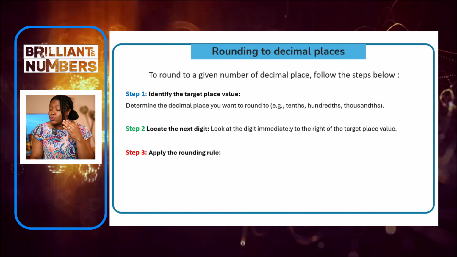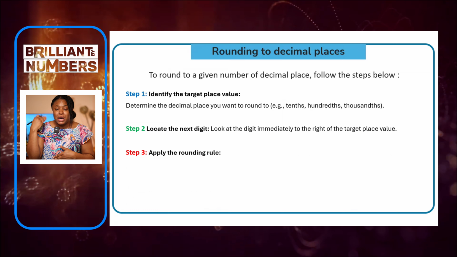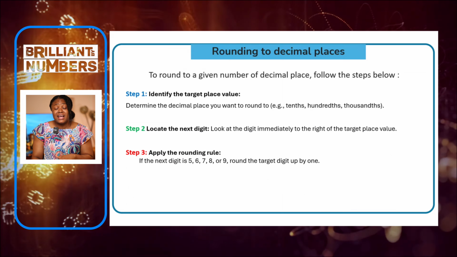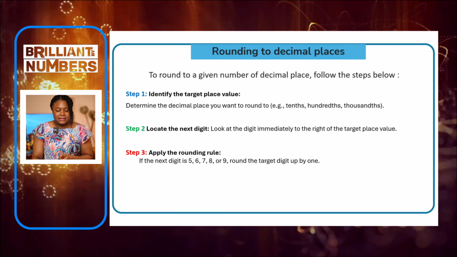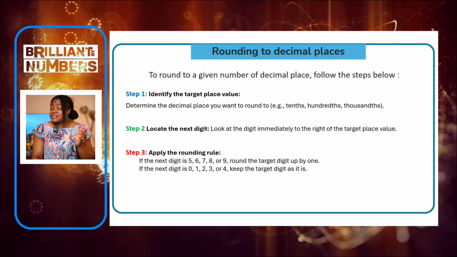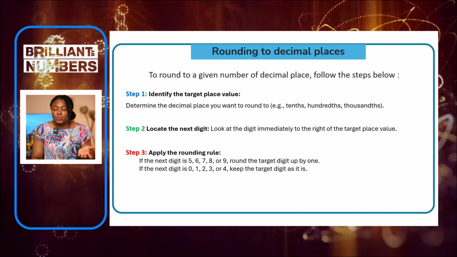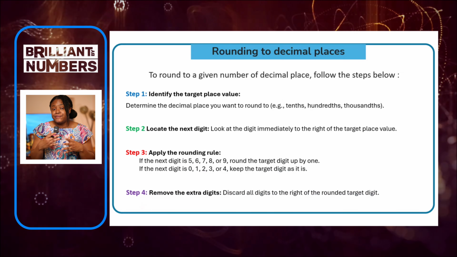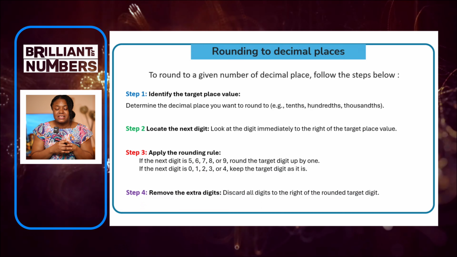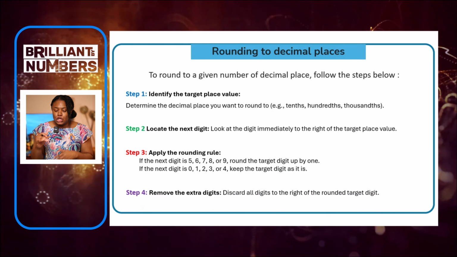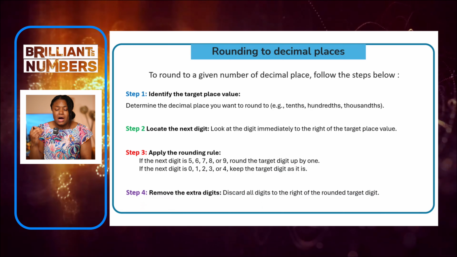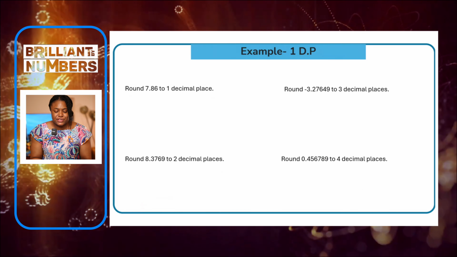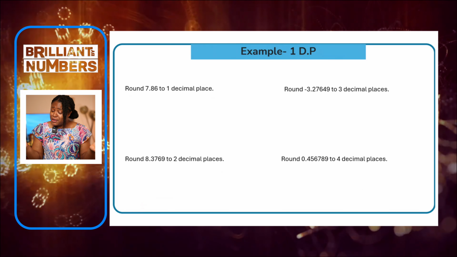Then we apply the rounding rule that we looked at in part 1 of our series. Now, if the digit is 5 to 9, we know we should round up. We would have seen that in that previous video as well. If it is 0 to 4, we are rounding down, which means keeping the digit as it is. And then finally, step 4, we remove all extra digits, so we discard all the digits to the right of that rounded target digit. Very easy to follow once we have watched the previous video. So we go straight into our examples.